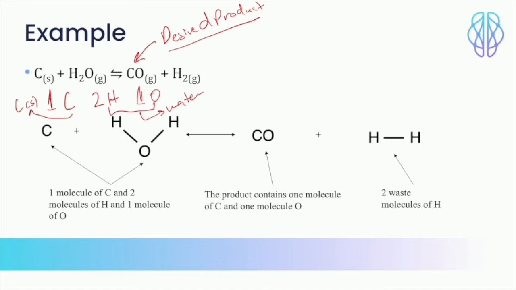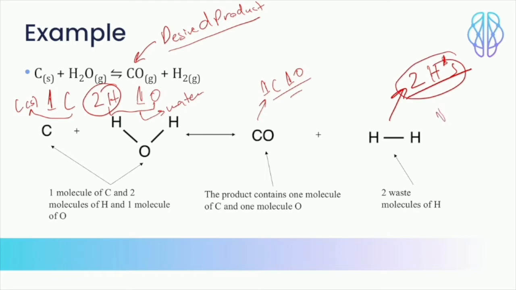In the desired product, we have one carbon and one oxygen. That means two hydrogens have gone to waste, the original two hydrogens that we haven't used. So how do we represent what we've shown? Originally we had one carbon, two hydrogens and one oxygen. In our desired product, we've only used one of those carbons and one of those oxygens, and we've binned off two of these hydrogens.